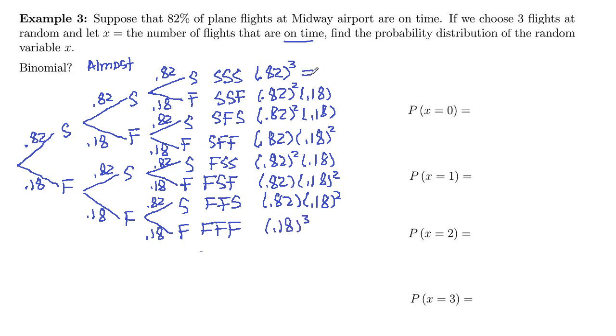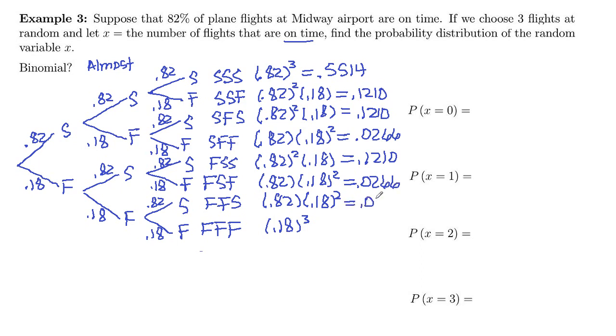So we can compute all these in the calculator. On that first one, you will get 0.5514. On that second one, 0.1210. Another 0.1210. All the ones that have 0.82 squared will be 0.1210. And then the two 0.18s, that's 0.0266, and here also, and here. And then the 0.18 cubed is 0.0058. Now if you sum all of these up, those are all of the outcomes for the experiment, we get approximately 1. You should get approximately 1 all the time.